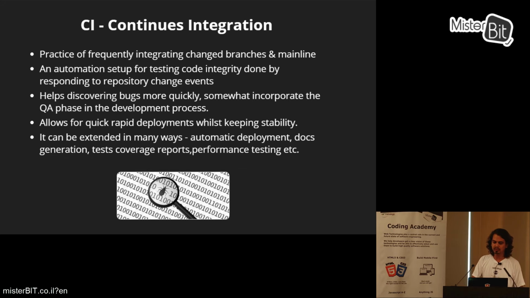So continuous integration is the practice of frequently integrating changed branches and the main line. In startups, this happens every day. And an automation setup for testing code integrity, done by responding to repository change events. By those two points, we get the following benefits. We discover bugs more quickly. We incorporate somewhat the QA phase in the development process. And it allows for quick and rapid deployments whilst keeping stability, which can be taken a step further into automatic deployments. We will speak of that later. Docs generation, coverage reports, what have you. You can do a lot of that by responding to events in the repository.